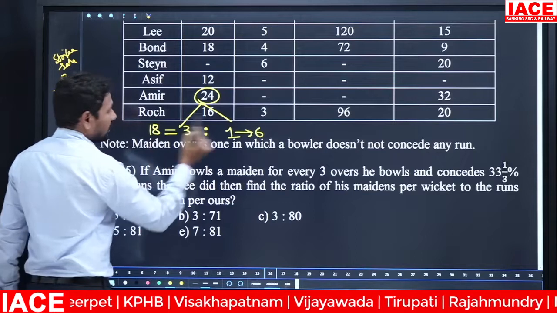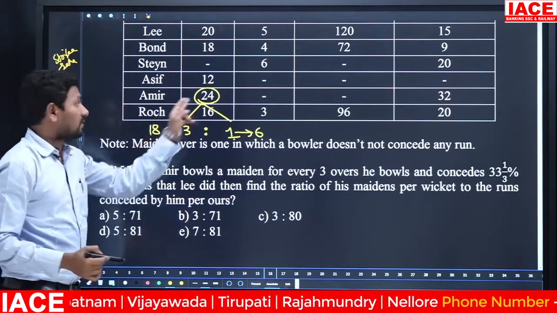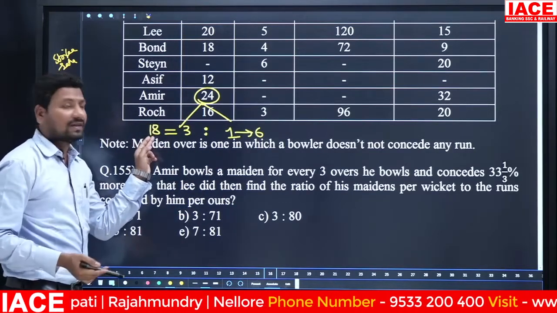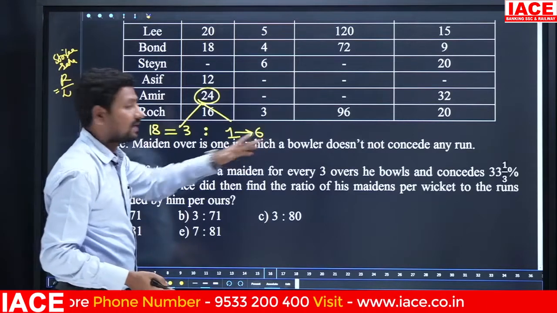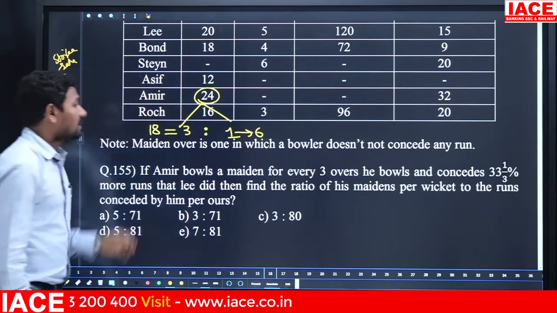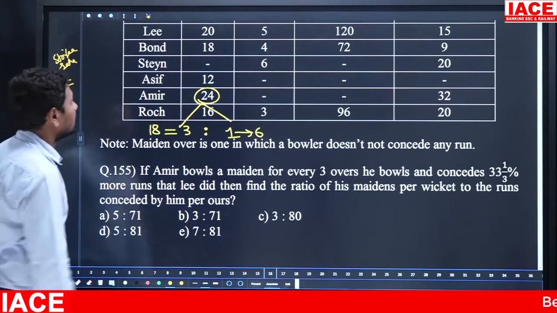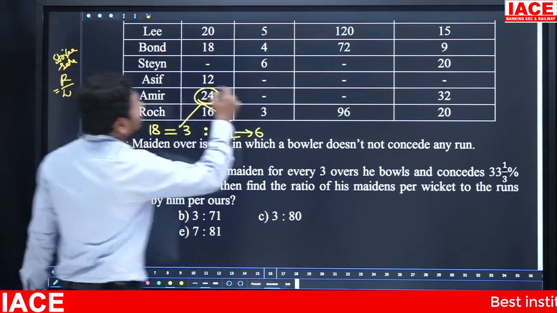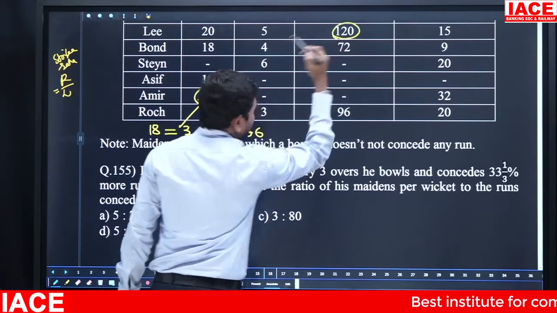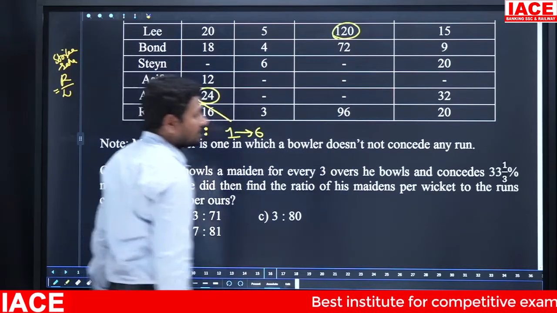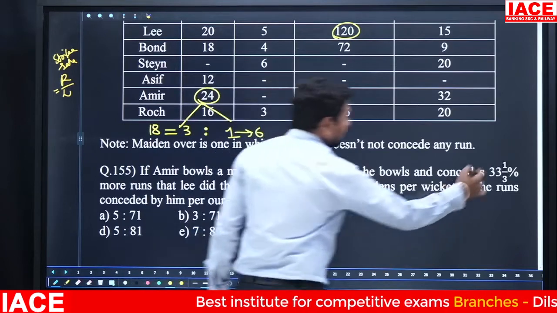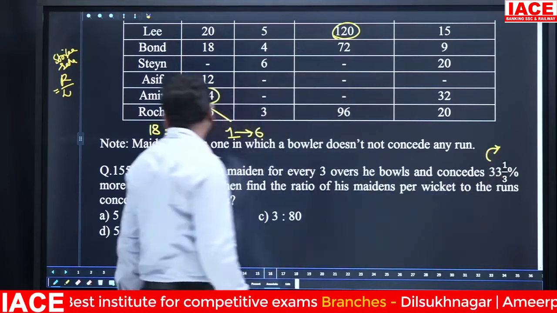Out of 24 overs, 18 overs are given for the runs and 6 overs belong to maiden runs. And he conceded 33 1/3% more runs than Lee did. How many runs did Lee give? 120 runs. In these 120 runs, he concedes 33 1/3% more runs.